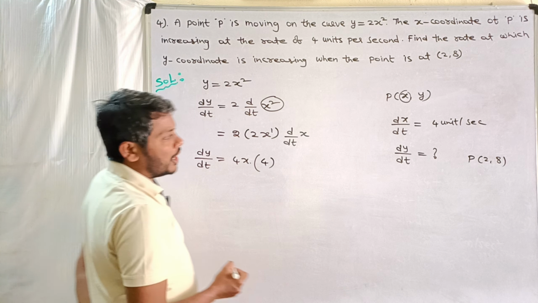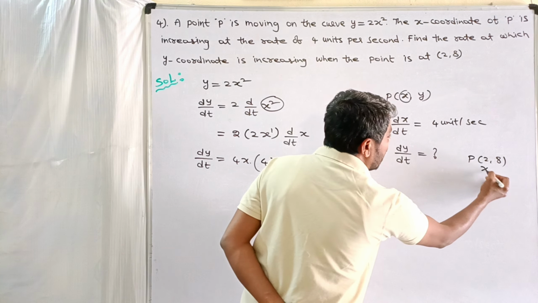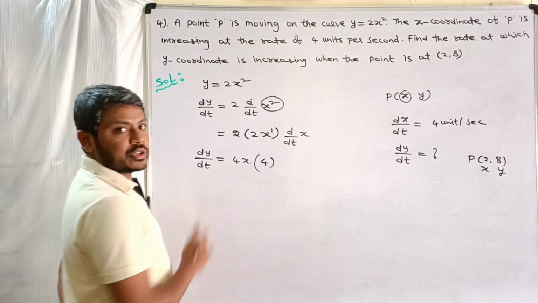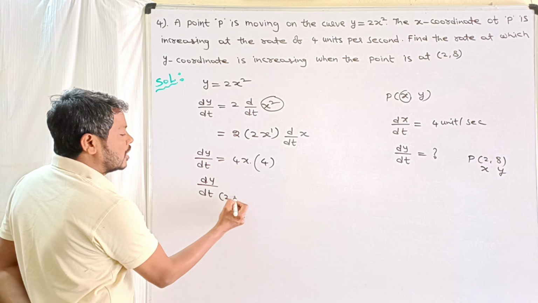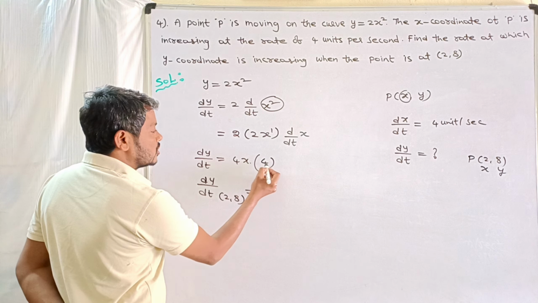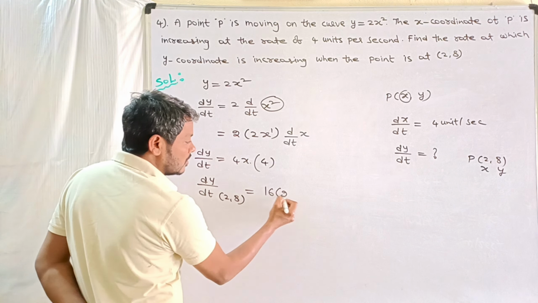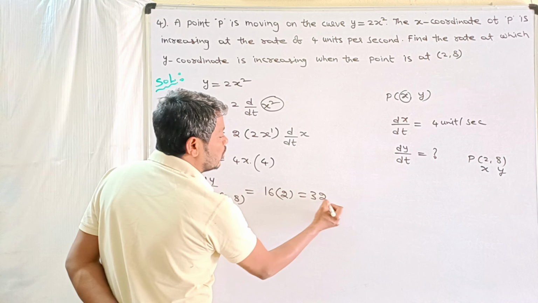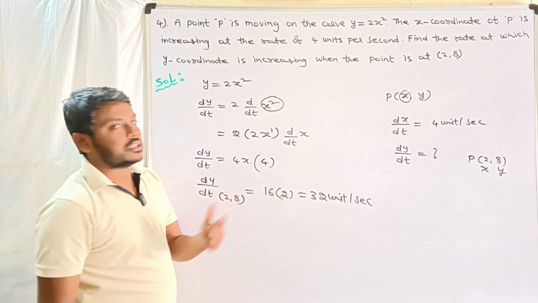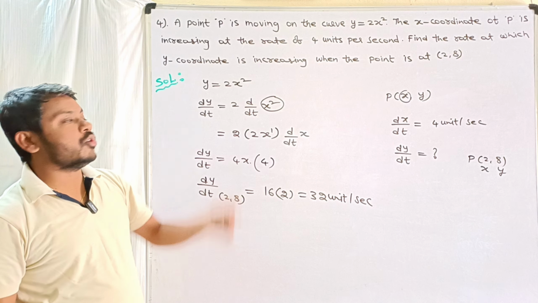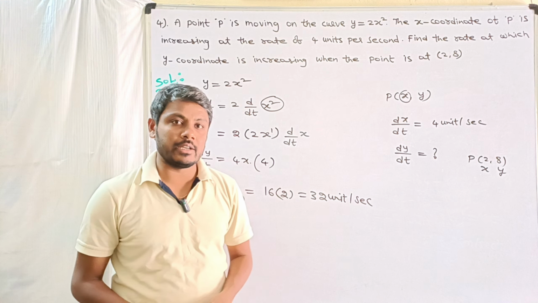And also what is the point? 2 comma 8. So x is 2 and y is 8. Substitute here. So therefore dy by dt at point 2 comma 8 is equal to 4 into 4, 16, into x, which is 2. So it is equal to 32 units per second. So this is the rate of y coordinate, that means dy by dt is equal to 32 units per second.